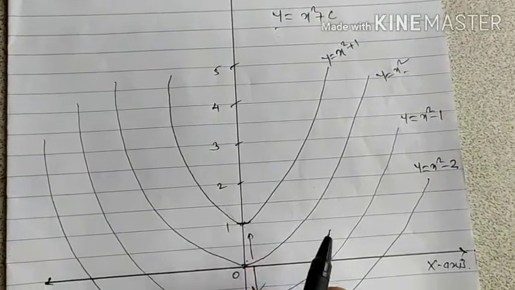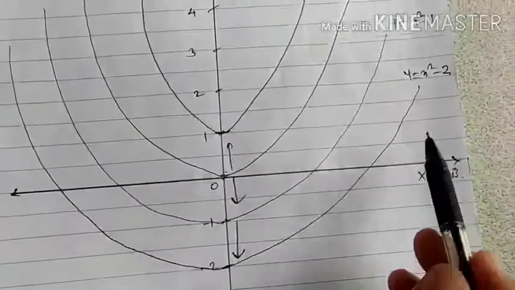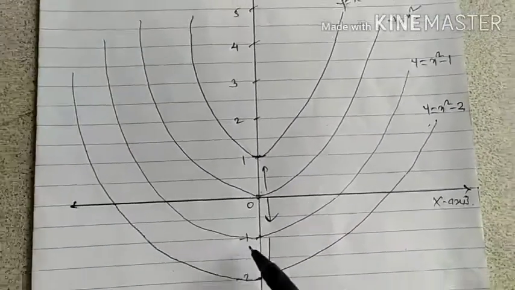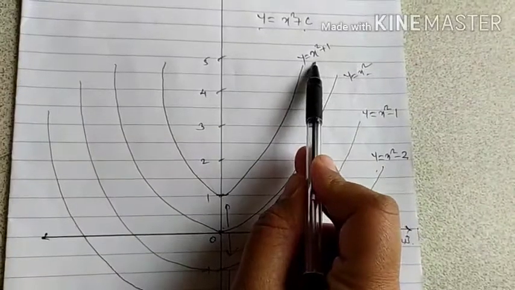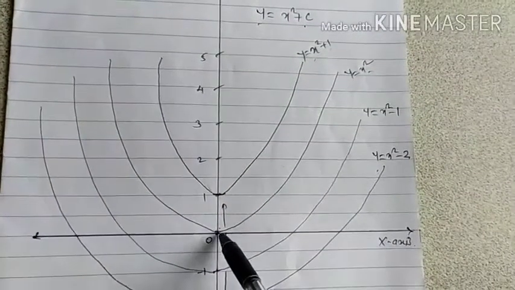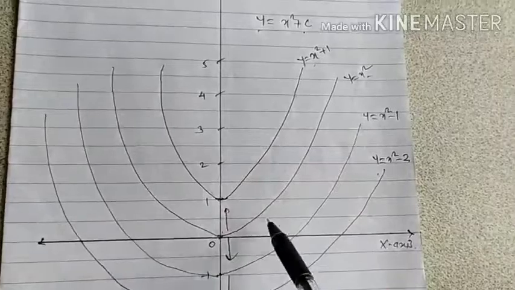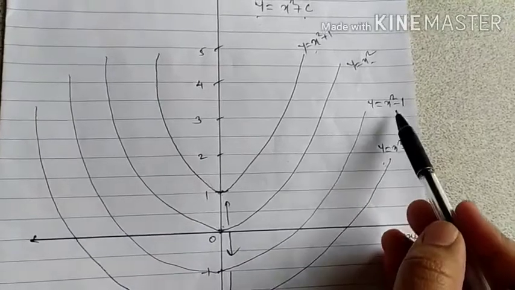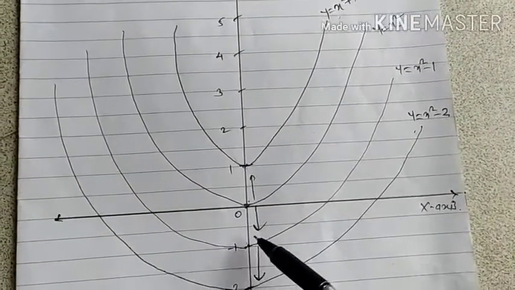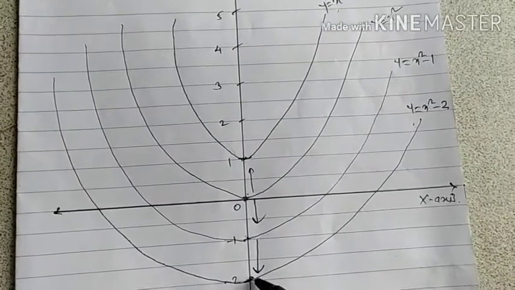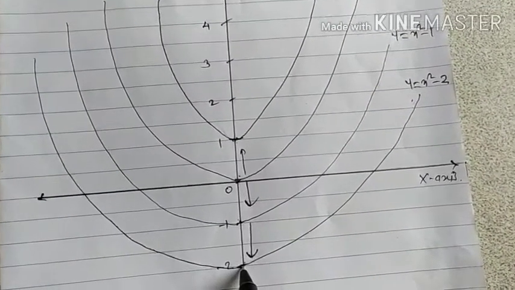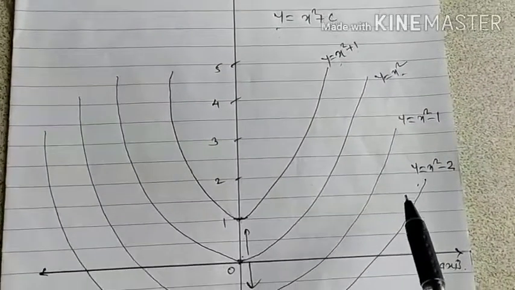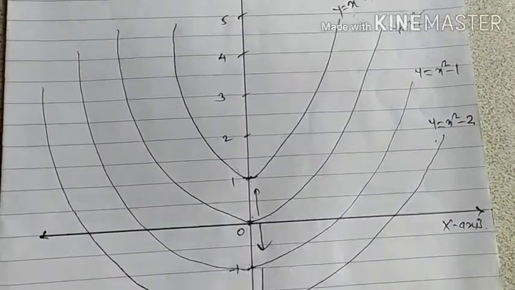And for negative values of c, its vertex is along the negative side of the y-axis. You can observe here c equal to 1, so the positive side of y we have considered. At c equal to 0, it is at the center, at the origin. For c equal to minus 1, it is on the negative side of the y-axis. For minus 2 also, the vertex is on the negative side of the y-axis. So for each negative value of c, the vertex is along the negative side of the y-axis.